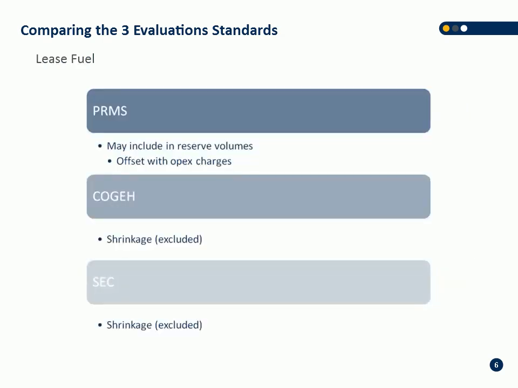Lease fuel is one of the other major differences between the three. PRMS states that you can include lease fuel, so this is shrinkage. This is again volumes that are being used between the time the raw gas is produced from the wellhead and the time it gets sold at the market. These are losses in the field, shrinkage due to facilities. PRMS says you may include it, lease fuel, but you have to include an offsetting operating cost. So you end up with additional reserves volumes but lower value. In COGI, it's explicitly excluded. You're not allowed to include lease fuel as reserves volumes, and in SEC, it's also excluded.